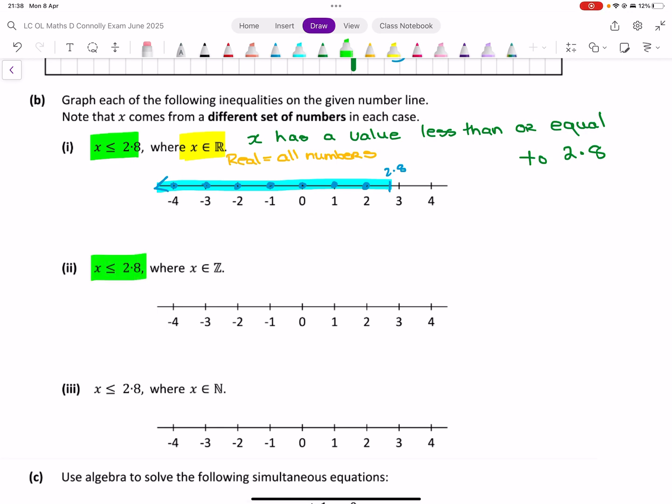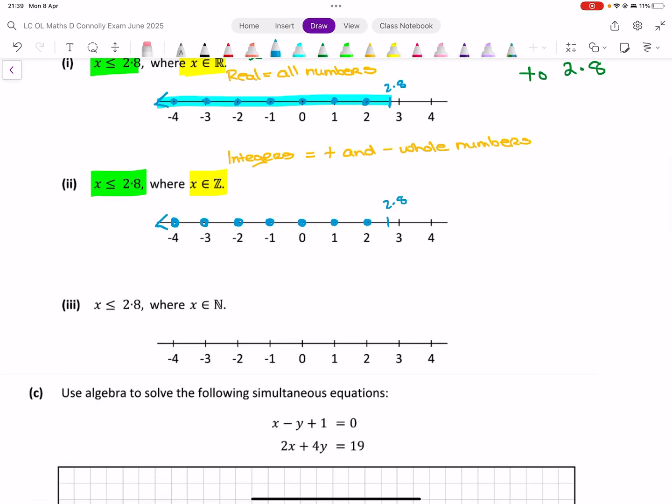This one here is the same. X has a value less than or equal to 2.8. The difference is here. Z is integers. And integers are positive and negative whole numbers. Okay, so again, we are going to highlight 2.8. 2 is less, 1 is less, 0 is less, minus 1 is less, minus 2, minus 3, minus 4, and it will continue. But the Z is only whole numbers, so I don't shade in. So I'm done.